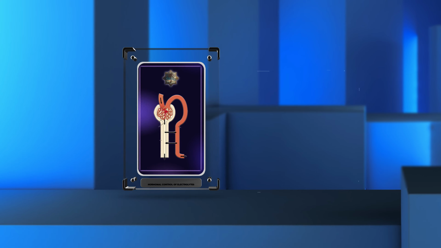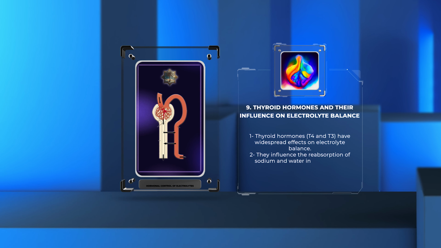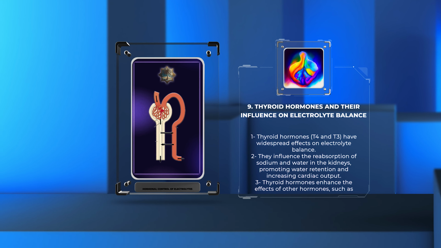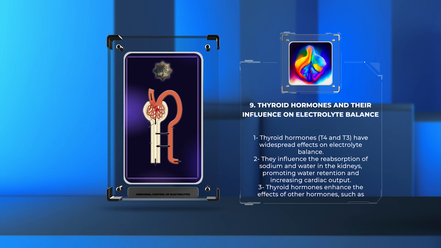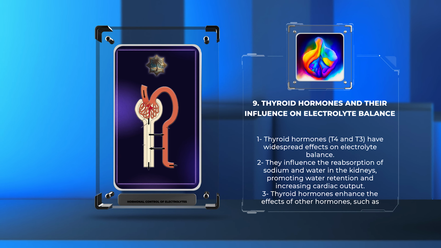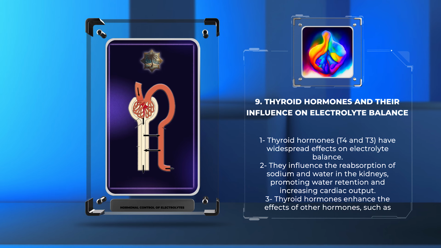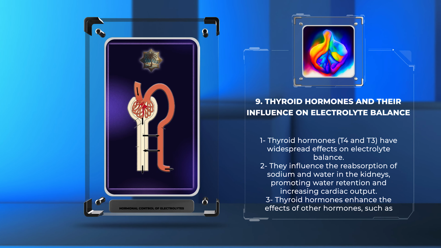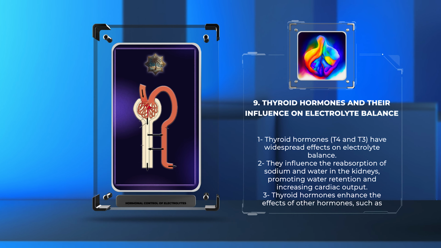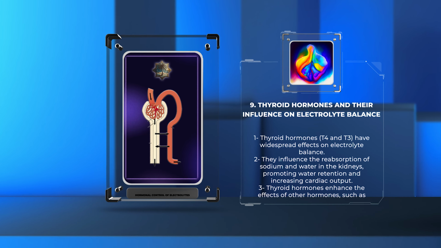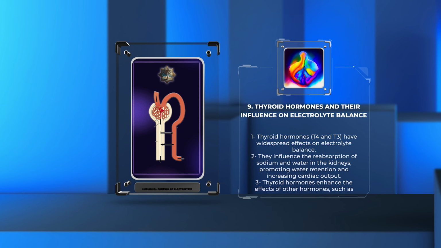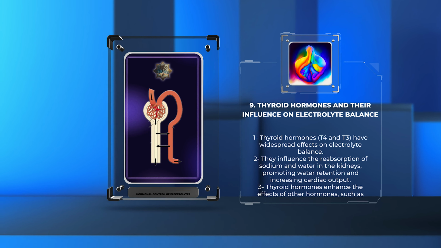Thyroid hormones, including thyroxine, T4, and triiodothyronine, T3, have widespread effects on various physiological processes, including electrolyte balance. They influence the reabsorption of sodium and water in the kidneys, promoting water retention and increasing cardiac output. Thyroid hormones also enhance the effects of other hormones, such as aldosterone and ADH, in maintaining electrolyte and fluid balance.